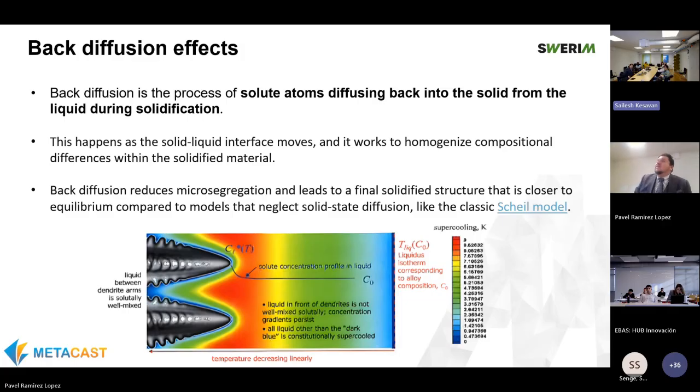So this leads us to back diffusion. Back diffusion is the process of solid atoms diffusing back into the solid from the liquid during solidification. This happens as the solid-liquid interface moves, and it works to homogenize the compositional difference within the solid material. This back diffusion reduces microsegregations and leads to a fine solidified structure that is closer to equilibrium compared to models that neglect solid-state diffusion, like the classic Scheil model.